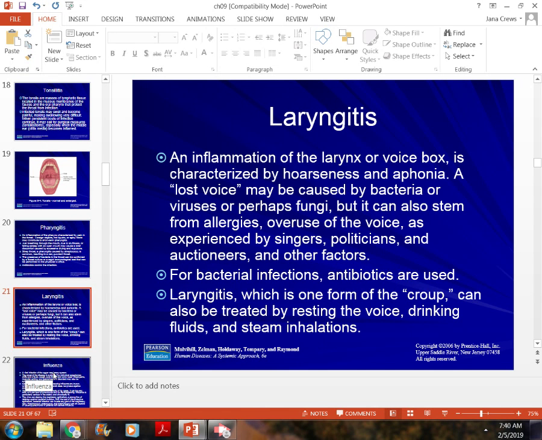Usually laryngitis will heal itself, but sometimes not so much. Also know that with laryngitis, drinking warm fluids and taking anti-inflammatories are all things that we do to help with laryngitis.